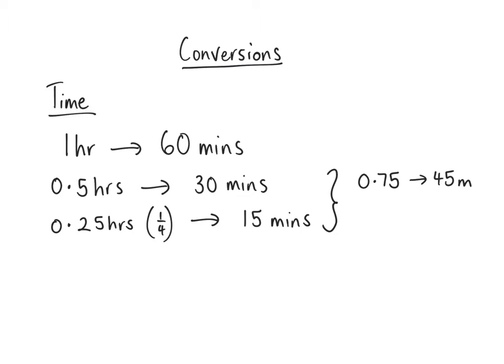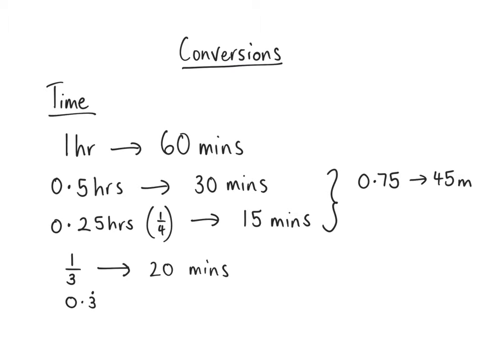You can also do some quite strange ones. You can have a third of an hour. Now, they might put that as 0.3 recurring, but a third of an hour, because an hour is 60 minutes, I can find a third of that. A third of an hour is 20 minutes.